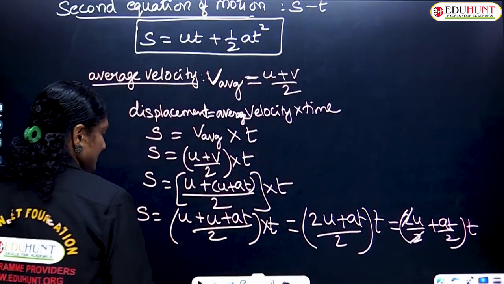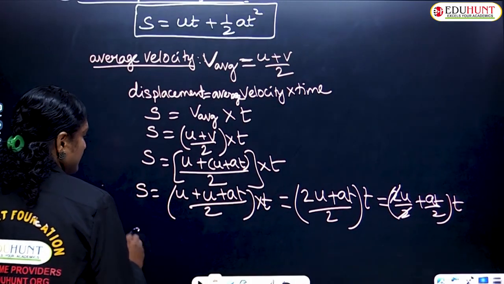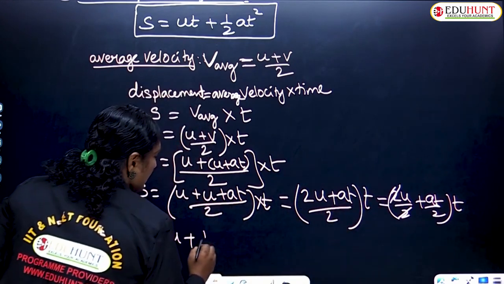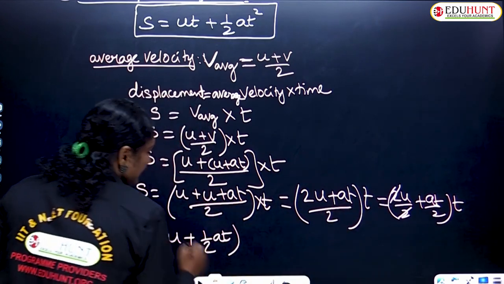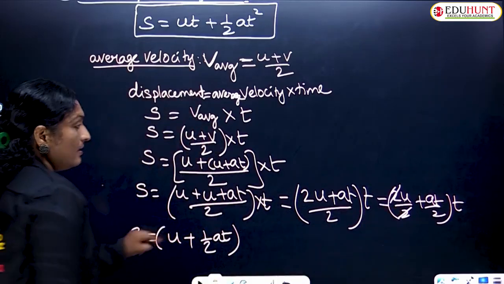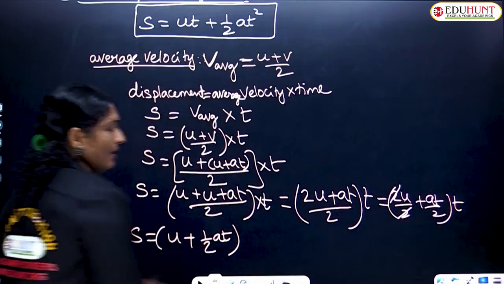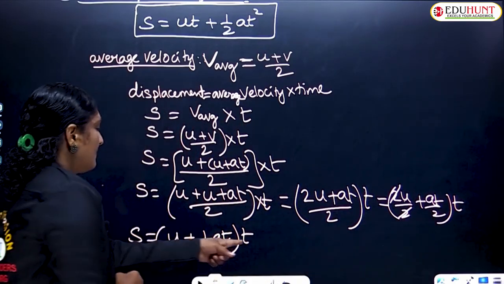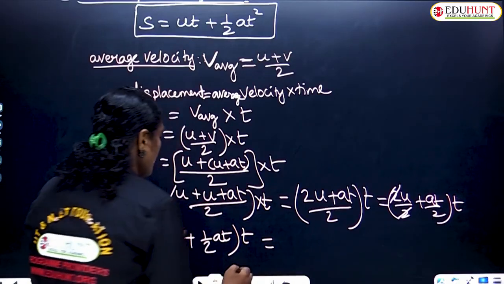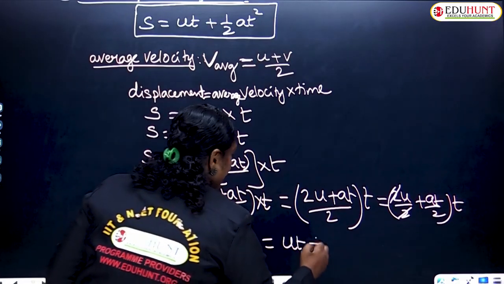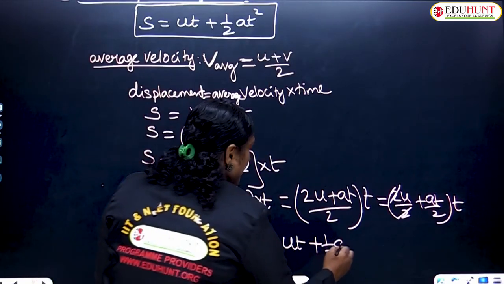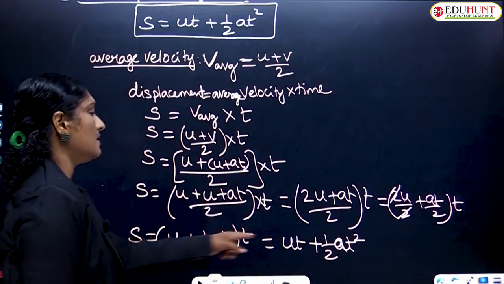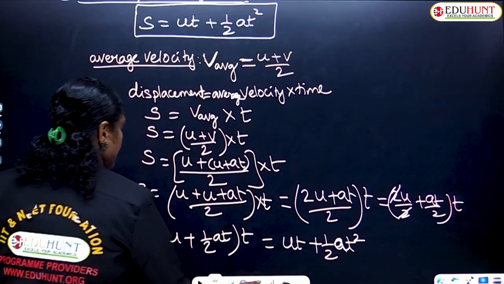See, let me write here once again. So what is this? S is equal to (u plus at by 2). I'll write at by 2 as half at. This u I wrote here. This 1 by 2 I wrote here. And left over a, and what is left? t. Hence, bringing the t inside, this will become u into t is ut plus half a. t into t is t square. Hence, the formula S is equal to ut plus half at square.